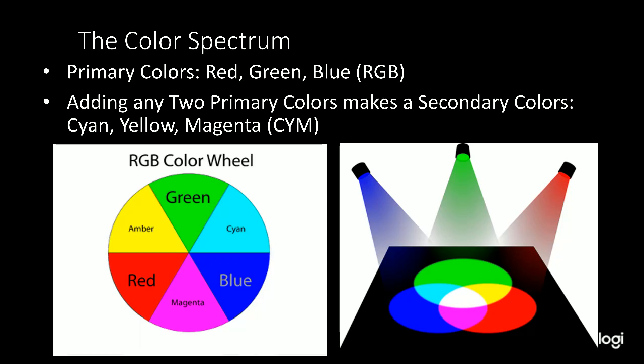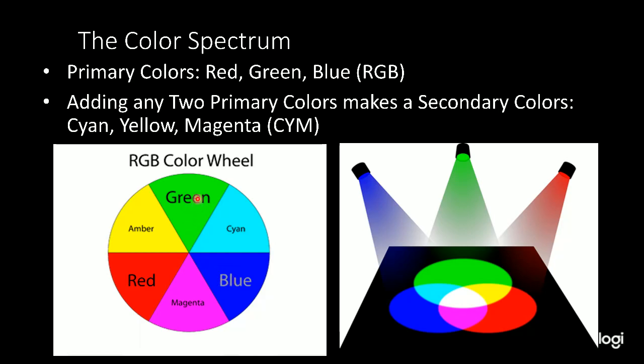In this video, we'll talk a little bit about the color spectrum and complementary colors and the color wheel. So the RGB color wheel: our primary colors of red, green, and blue we talked about. Mixing any two of the primaries together yields a secondary color.